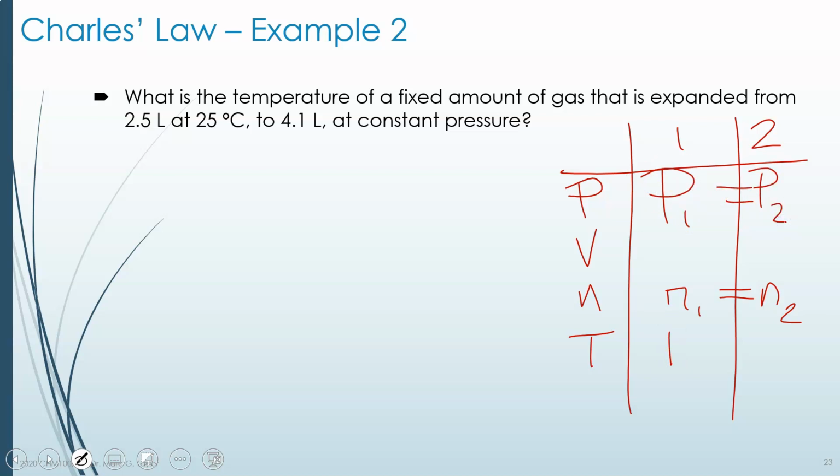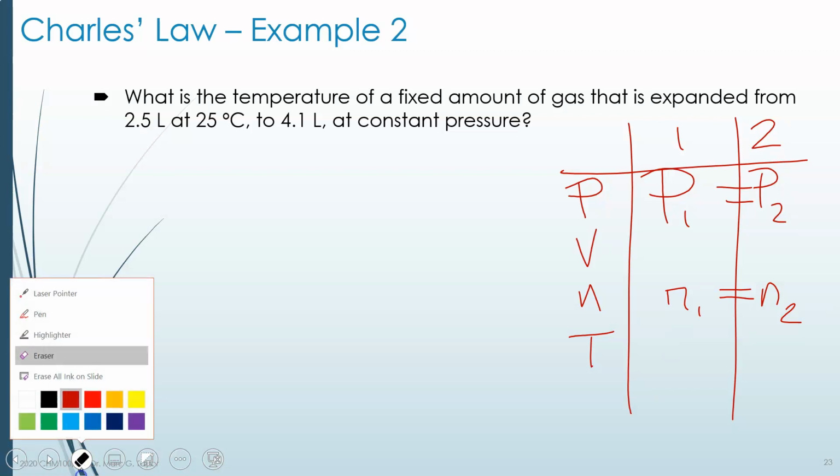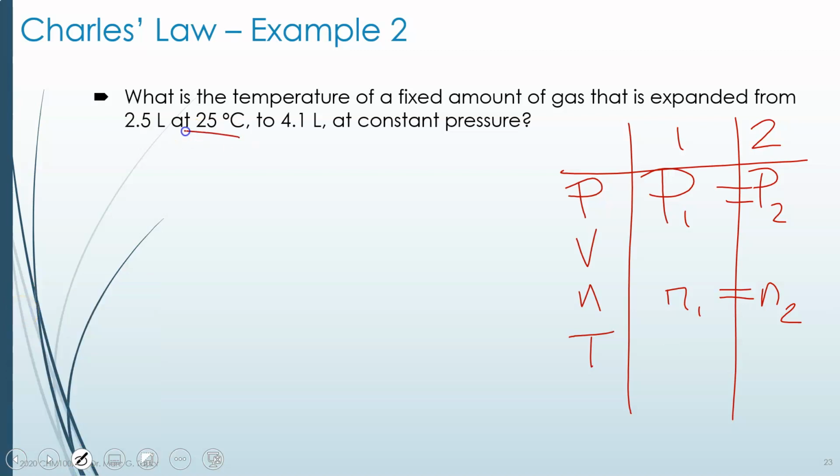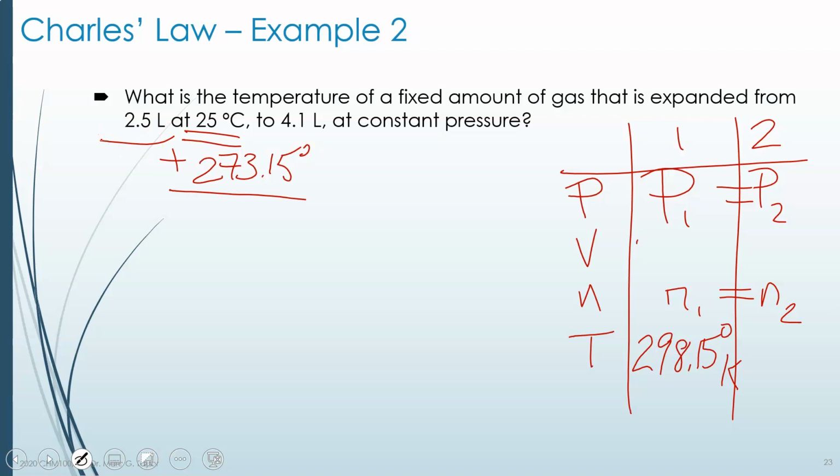Our initial temperature is 25 degrees C. So we need to turn that into Kelvin. If we add 273.15 to that temperature, we will get our value of 298.15 degrees Kelvin. Don't round yet. And we have our initial volume, 2.5 liters, and we have our final volume, 4.1 liters. So the only thing we're missing is T2.